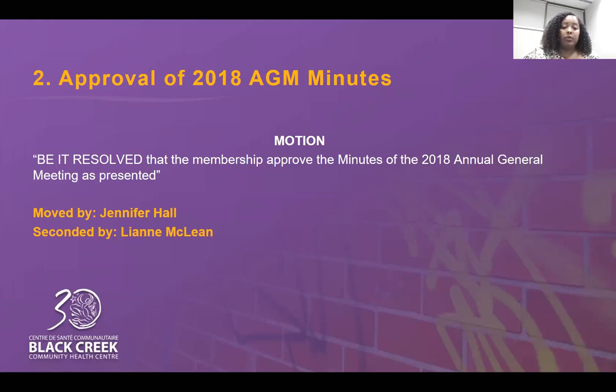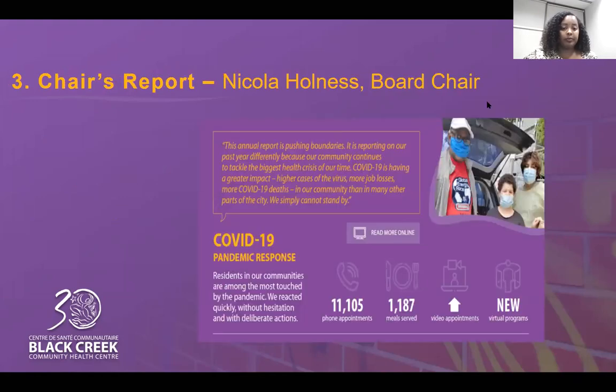So I would like to put forward the motion that be it resolved the membership approve the minutes of the 2018 annual general meeting as presented. This motion is moved by Jennifer Hall and seconded by Leanne McLean. Any objections to this motion? Any abstain? Thank you, motion passed. Next slide.